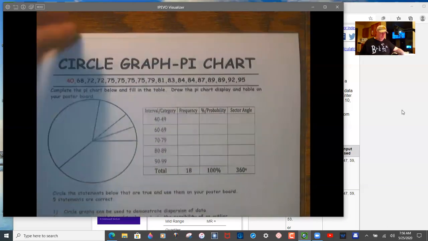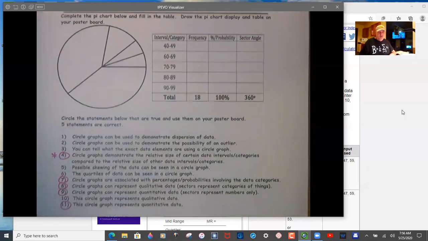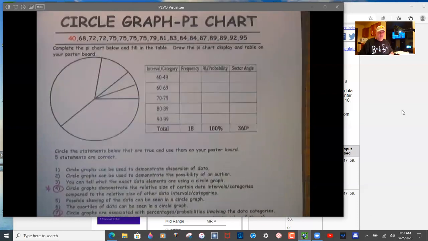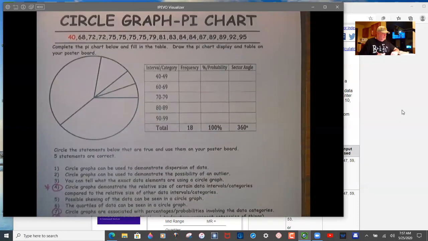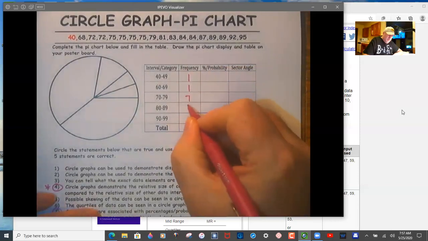So circle graphs are very important, and these are the ones we need to circle: 4, 7, 8, 9, and 11. And number 4 is the main deal. Circle graphs demonstrate the relative size of certain data intervals and categories compared to the relative size of other data intervals and categories. And pretty much this table up here is what you use to make the circle graph.